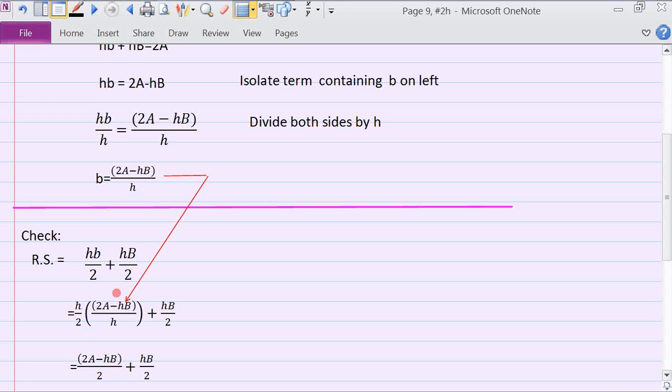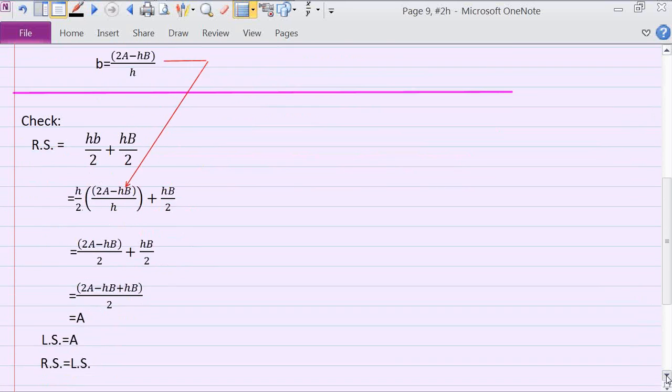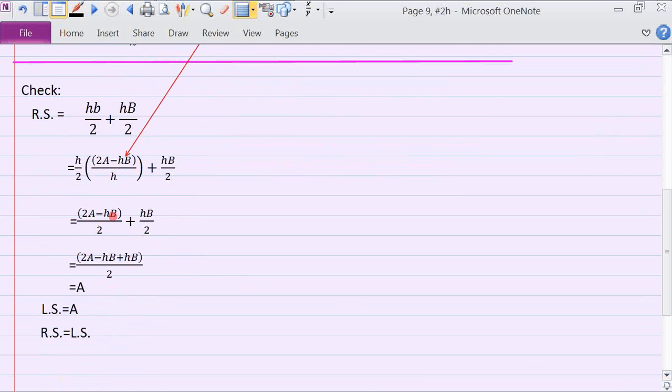So again, let me repeat here. I have h over 2. You see h over 2? I put that h over 2 here. I substitute for the little b right here. This term here is that term here. So all I've done in going from this line to this line is taken the small b term and substitute for it. Notice that the h and the h cancel here. So I'm left with 2a minus hb over 2. And I've got 2a minus hb over 2.